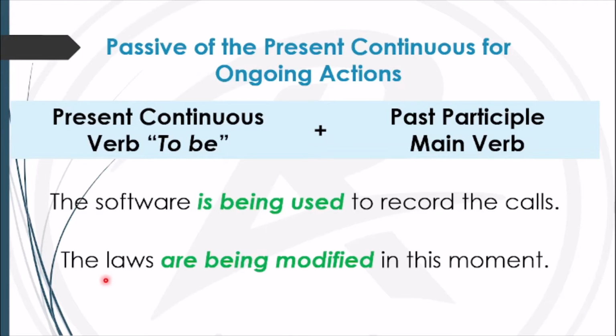Example number 2, the laws are being modified at this moment. The present continuous of the verb to be, are being, plus the past participle of the main verb, modified. As you can see in both examples, the most important thing is the object of the action, the software and the laws. So the passive form focuses the attention on these two elements.